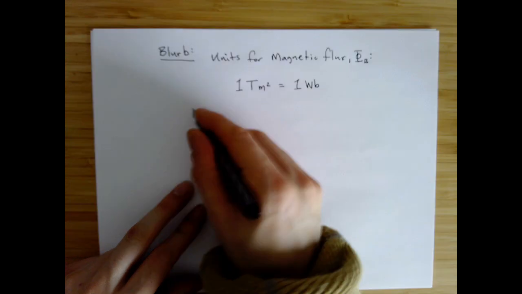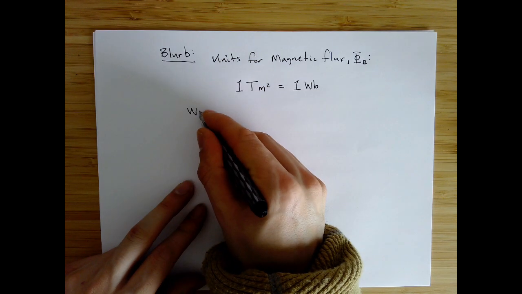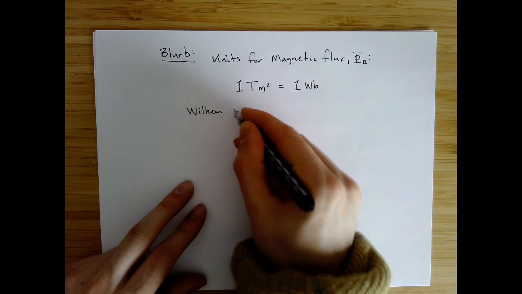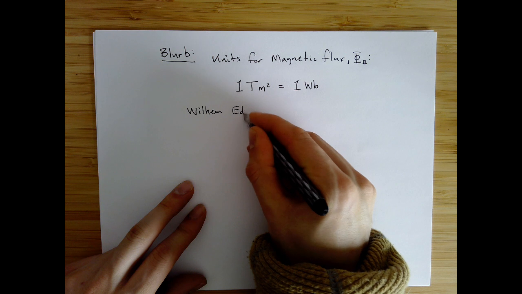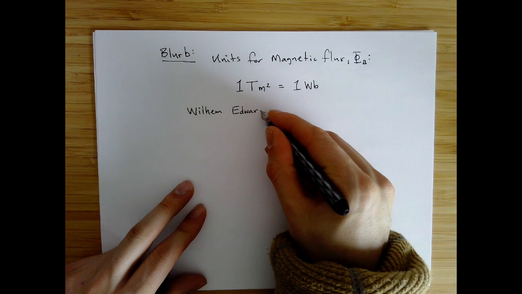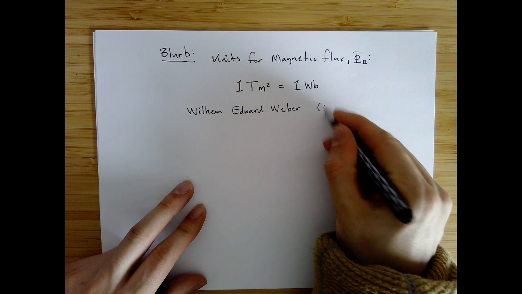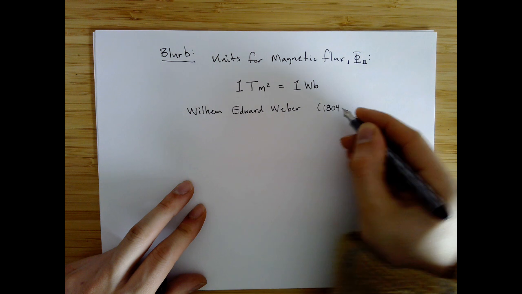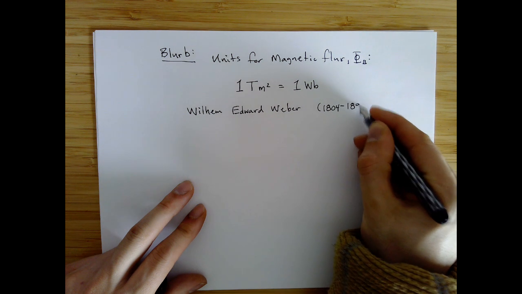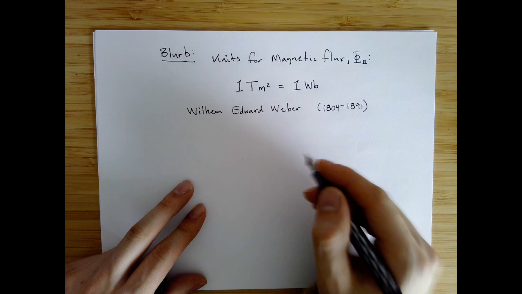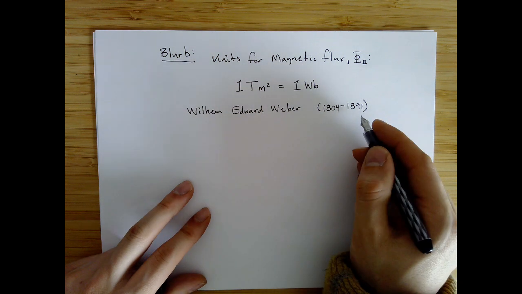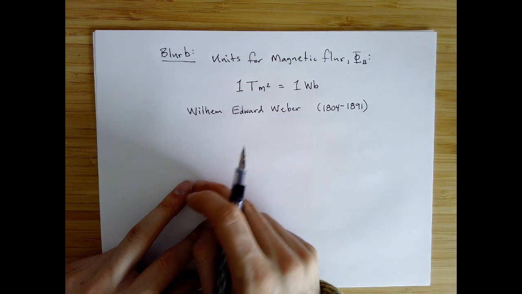and it's named after Wilhelm Edward, I guess, Weber. He's a German guy. He was around from 1804 to 1891, so he lived a long life. That is the unit for magnetic flux.